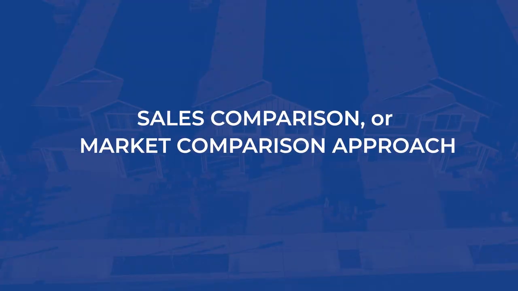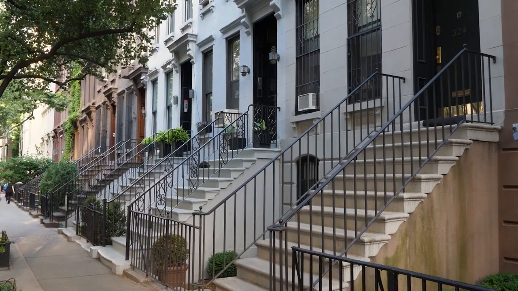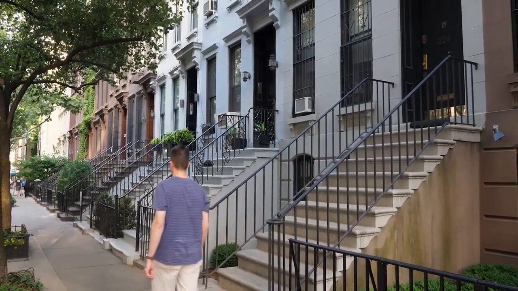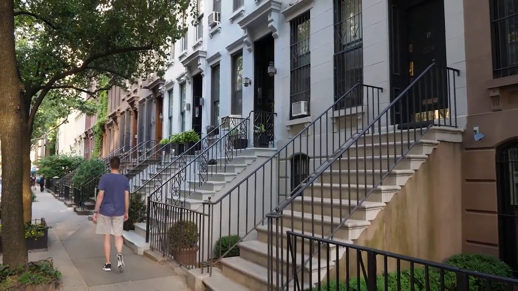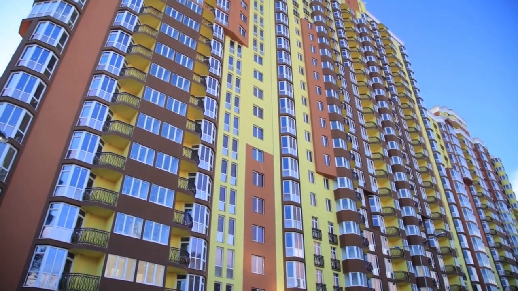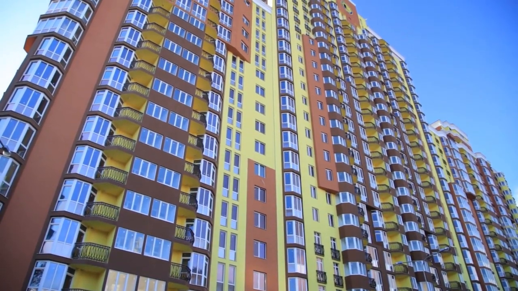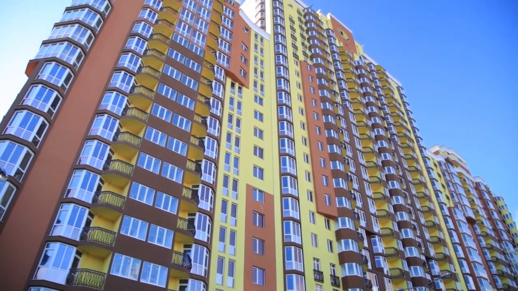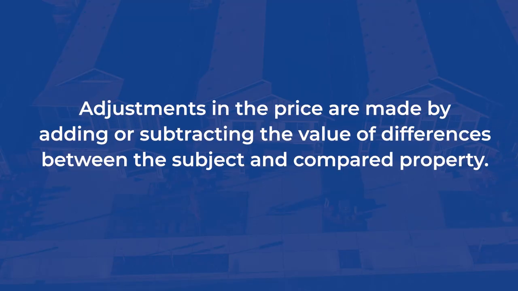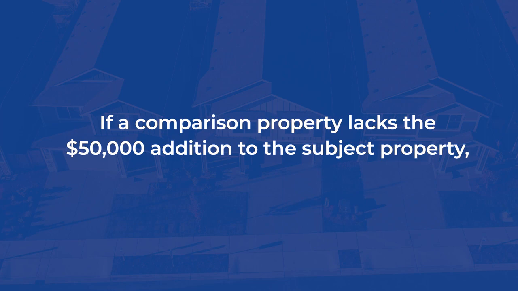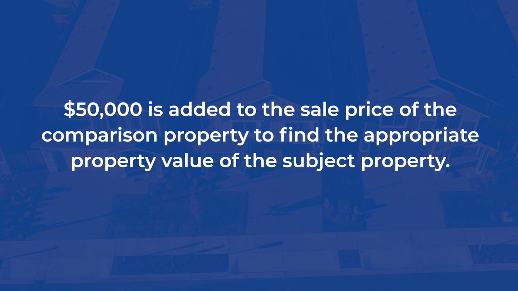The sales comparison, or market comparison approach, doesn't base the value of property off the cost of a new building or the income generated by the property. In this case, the value is determined by comparing the property to similar properties that have sold in the same market in the same time frame. Adjustments in the price are made by adding or subtracting the value of differences between the subject and compared property. For example, if a comparison property lacks the $50,000 addition to the subject property, $50,000 is added to the sale price of the comparison property to find the appropriate property value of the subject property.